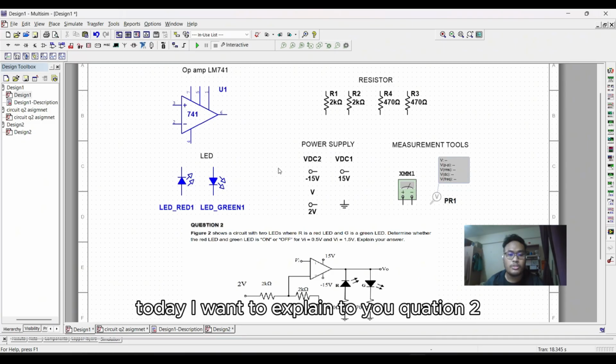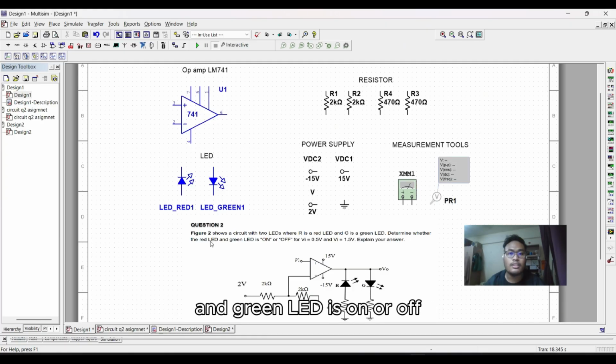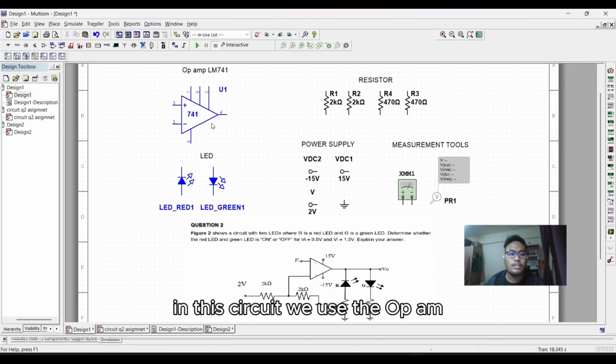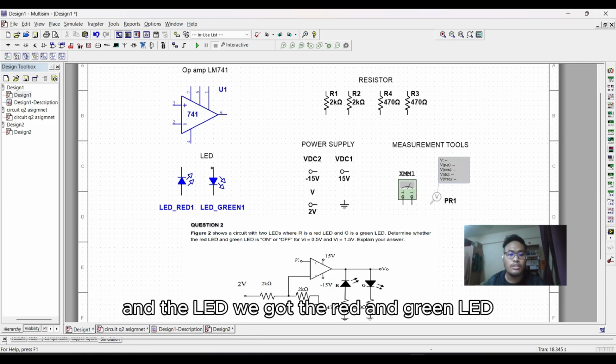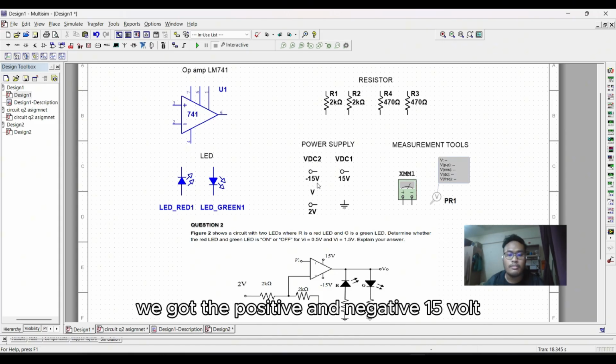Today I want to explain question 2, which is to determine whether the red LED and green LED are on or off when we put Vi as 0.5 and 1.5 volt. For the components in this circuit, we use the op-amp LM741. For the resistors, we have 2k and 417 ohm. And for the LEDs, we have a red and a green LED. For the power supply, we have positive and negative 50 volt, 2 volt and ground. For the measurement tool, we have the multimeter and probe.